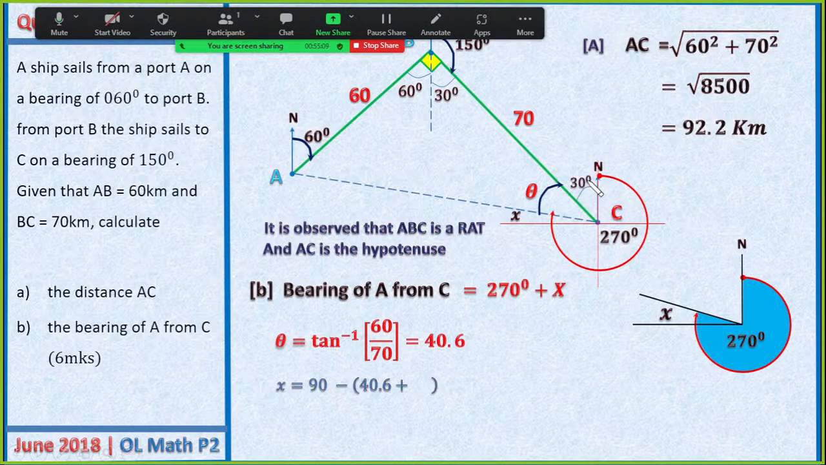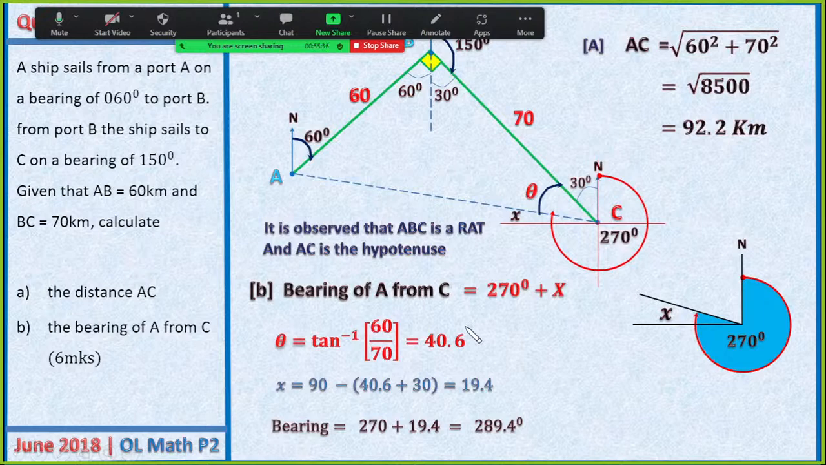So what you can do is we add the 40.6 to 30, and then we subtract it, because this total angle should be 90 degrees, right, to find x. Because x plus theta plus 30 will give us 90. Therefore, x should be 90 minus theta minus 30. So our x is equal to 19.4 degrees. Therefore, this bearing should be 270 plus this x, which gives us 289.4 degrees. That's the bearing.